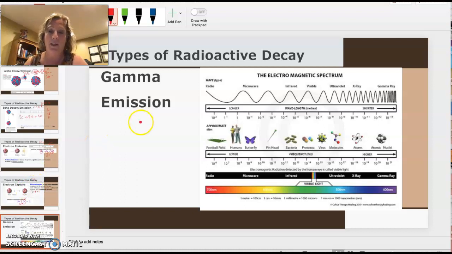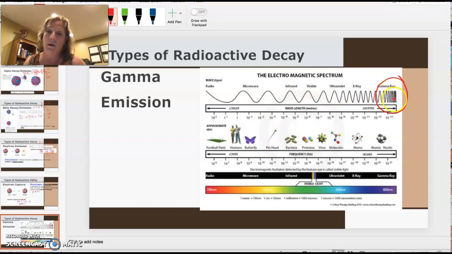Gamma. This is a new one. We didn't talk about this one. You didn't do it on the gizmo because it's not as exciting, since none of the mass or atomic numbers change, but it's very exciting because this is the most damaging type of radiation. If you know anything about the electromagnetic spectrum, we'll talk more about it in the next unit. It's everything that travels at the speed of light, and a gamma ray is part of this.